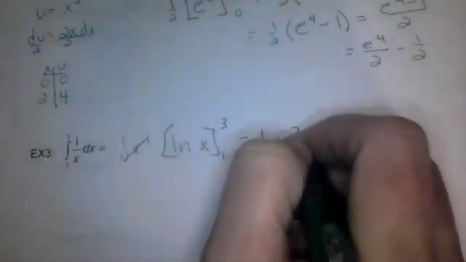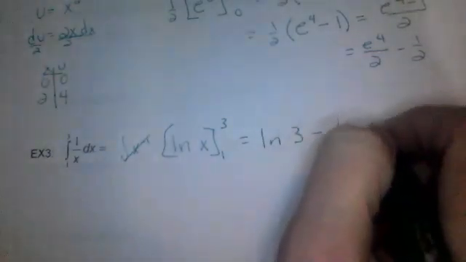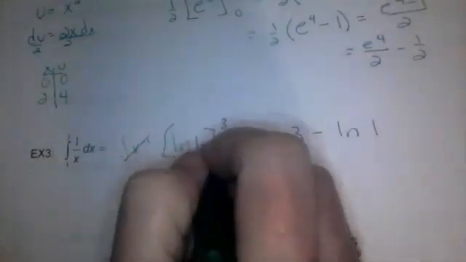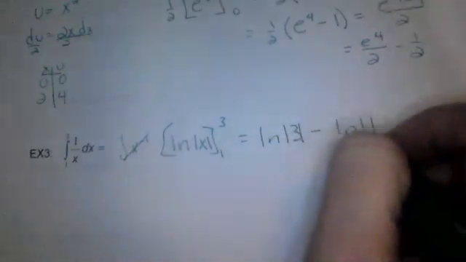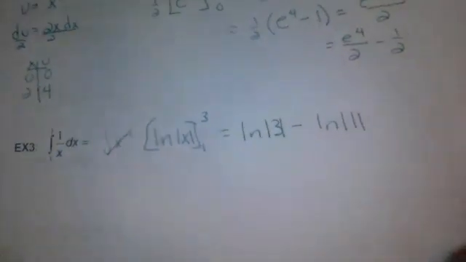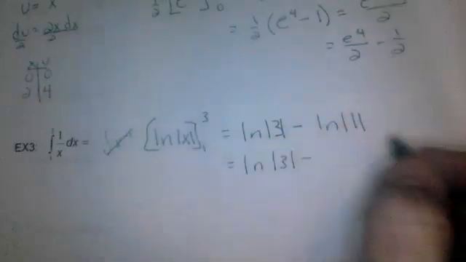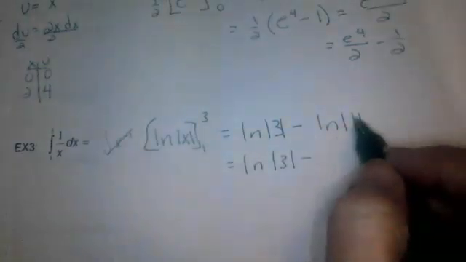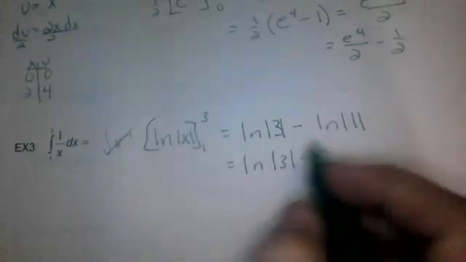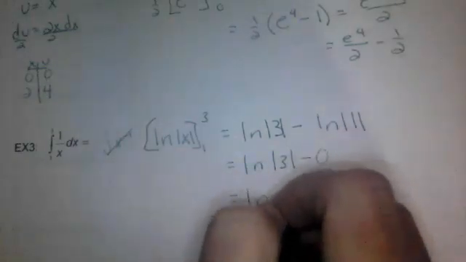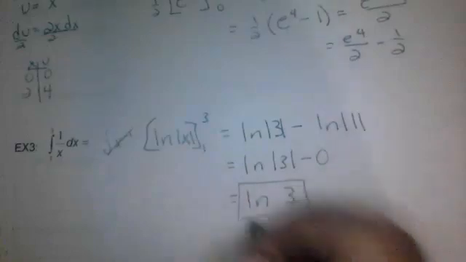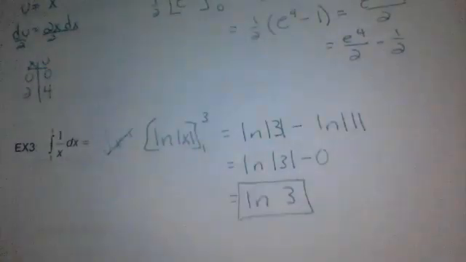So I have ln of 3 minus ln of 1, and probably all of these should have an absolute value. We've got ln of 3 minus, remember, e to the 0 power is 1, so this is just 0. So I really just end up with ln of 3. And 3 is a positive number, so I could drop off the absolute value.